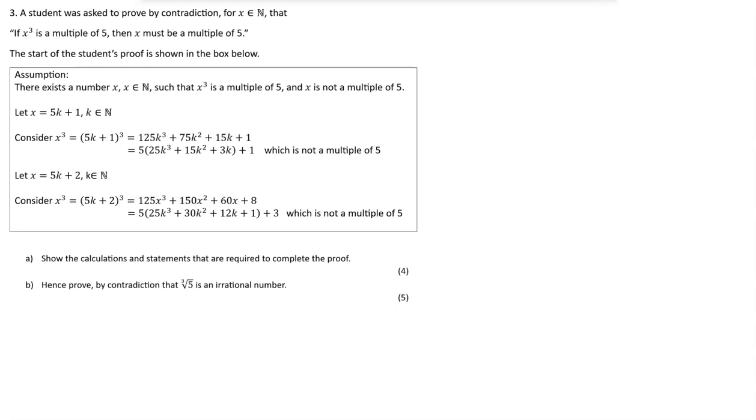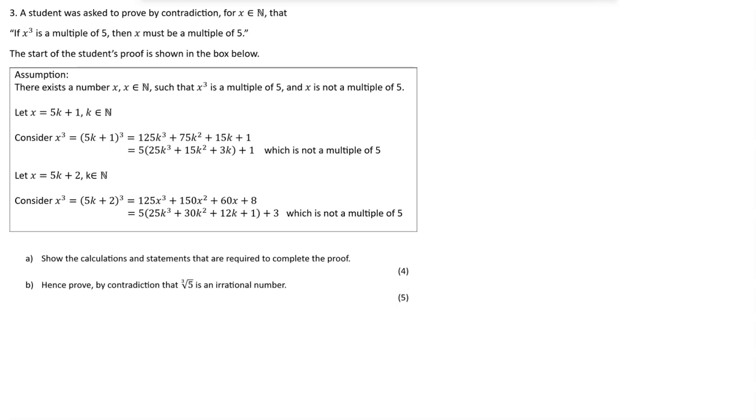So you've got there, the assumption is there exists a number x, where x is a natural number, such that x cubed is a multiple of 5 and x is not a multiple of 5. So we start off by considering x equals 5k plus 1, do the proof there to find that it's not a multiple of 5. We do it for 5k plus 2 to then show that it's also not a multiple of 5. So we're going to show the calculations and statements that are required to complete the proof.